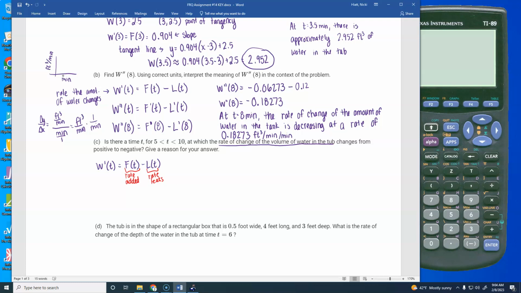What happens if this rate is negative? L of T is greater. You're filling up the tank, but it's leaking out faster than you can fill it up, right? So, what would we be looking at? Where would it switch from positive to negative? What would be the point where it would switch from positive to negative? Where they switch, right? So it'd be the point where they're equal to each other, right? So how could we find that?